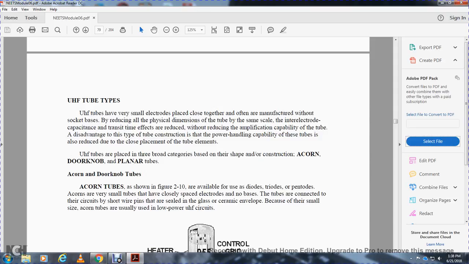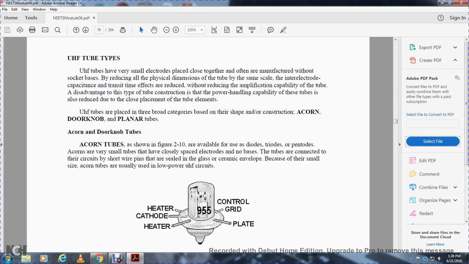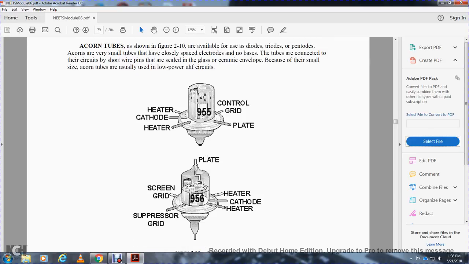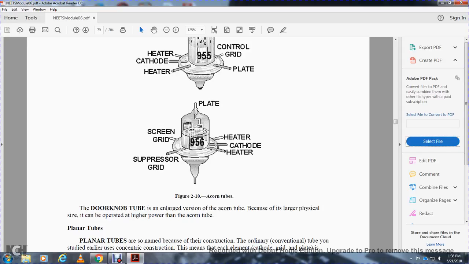Ultra-high frequency tubes are placed in three broad categories based on their shape of construction: acorn, doorknob, and planar tubes. Acorn and doorknob tubes. The acorn tubes are shown in figure 2.10, with the diode, triodes, and pentodes available. Acorns are very small tubes that have closely spaced electrodes, no base. The tubes are connected to the circuit with short wire pins sealed with a glass or ceramic envelope. Because of their small size, acorn tubes are usually used in low power, ultra-high frequency circuits. The figure shows the heater, cathode, the control grid, and the plate, and it also shows an acorn tube with a screen grid and plate, heater, cathode, heater, and suppressor grid.